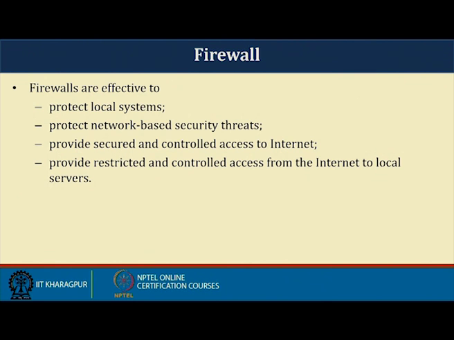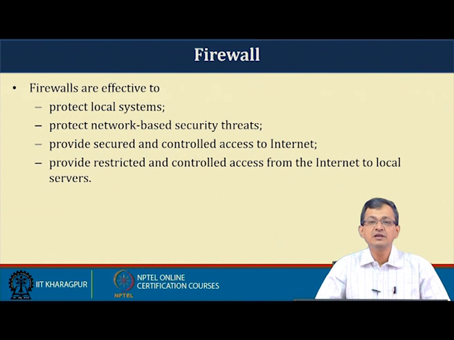Now, firewalls are meant to protect local systems and protect against network based security threats. They provide secured and controlled access to the internet for the local systems. So, that is for outgoing traffic. For incoming traffic, they provide restricted and controlled access from the internet to the local servers or systems. So, this is overall what firewalls are supposed to do.